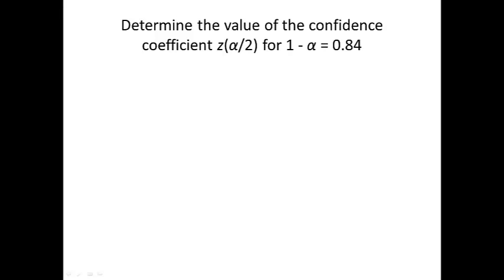Determine the value of the confidence coefficient, z of alpha over 2, for 1 minus alpha equals 0.84. So the first thing we're going to want to do is find what alpha over 2 actually is. If you start with 1 minus alpha equals 0.84, I'm going to add alpha to both sides. That'll give me 1 equals 0.84 plus alpha.